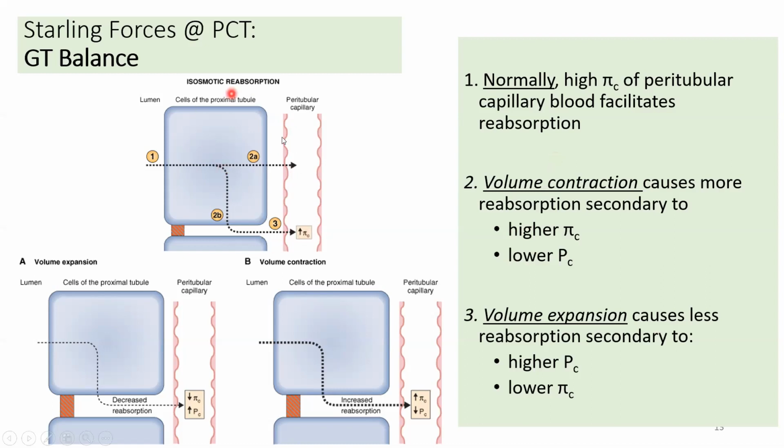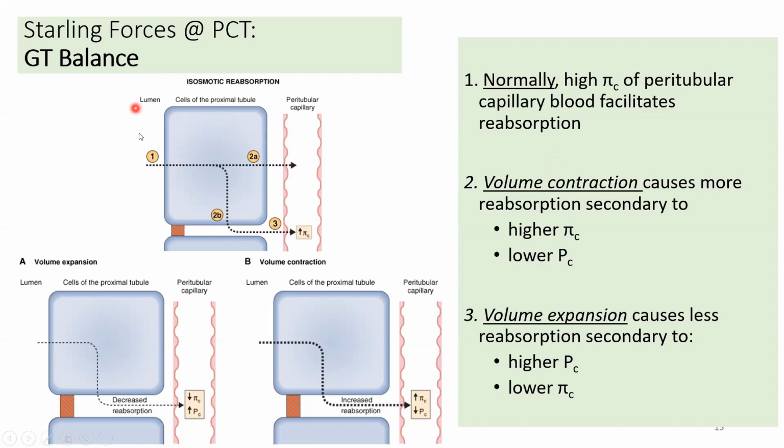So this here shows a PCT cell, and iso-osmotic reabsorption is taking place. Everything is hunky-dory. ECF volume is fine. There is no decrease or increase in ECF volume. The filtration fraction at the glomerulus is coming out nicely at 20%. No problems in GFR. Everything is fine. The tubular capillary is fine. The status of the PCT is fine.